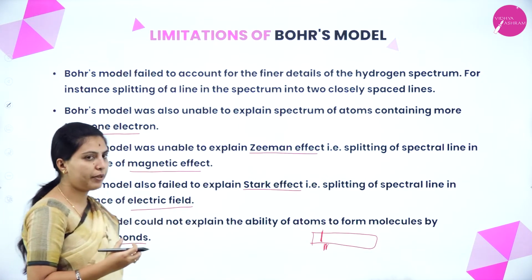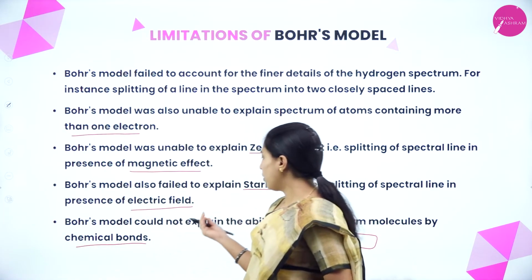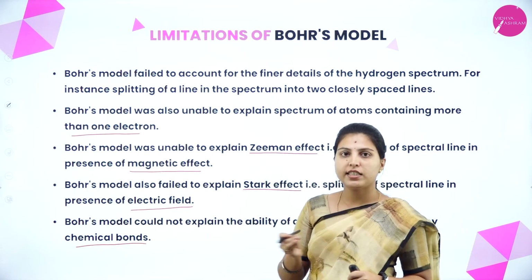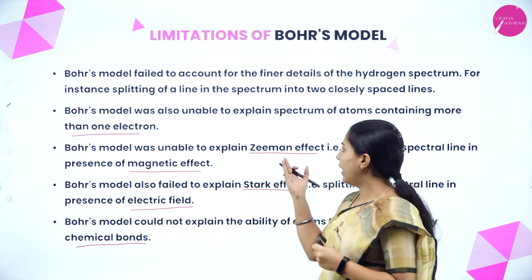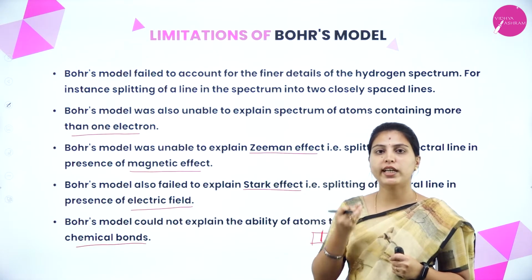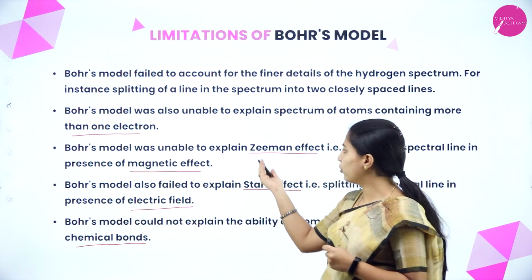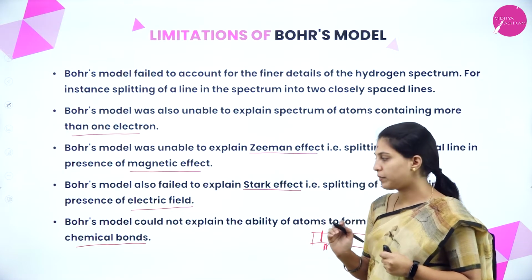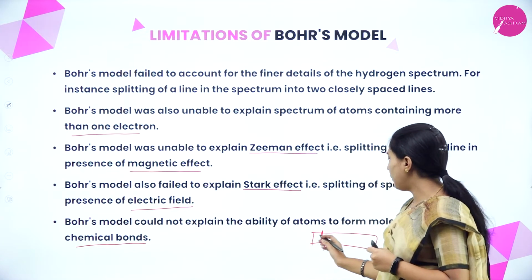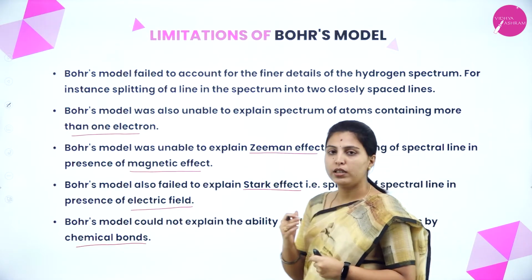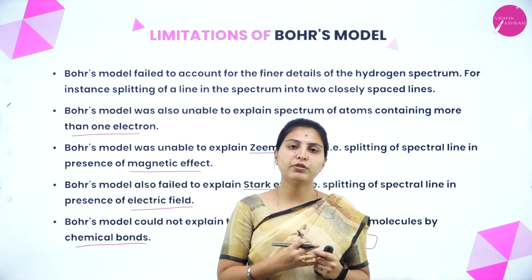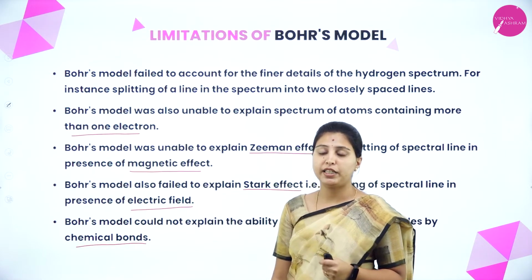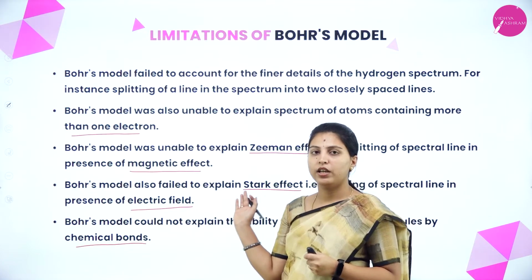How molecules form through chemical bonds, that also he could not explain. Whatever he could not explain: the finer details of spectral lines, and elements containing more than one electron. The Zeeman effect and Stark effect also he could not explain. Bohr's model could not explain the ability of atoms to form molecules by chemical bonds. How atoms form molecules by chemical bonds, these are the things he could not completely explain. So his theory failed.